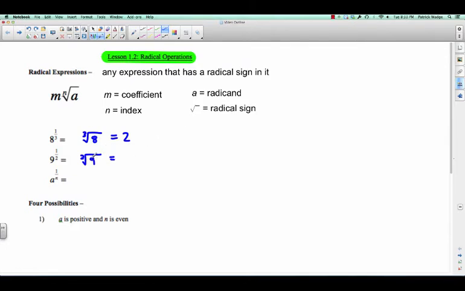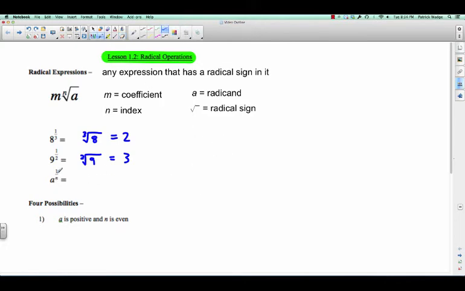Okay, it does not mean 9 divided by 2. It means what number multiplied by itself 2 times gives 9? And the answer is 3. Why? Because 3 times 3 equals 9. It takes 2 3's multiplied together to get 9.